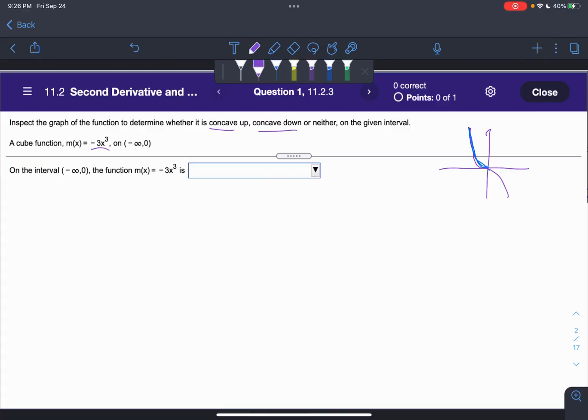All right, and so concavity can be determined by, and maybe this is suggested by the section title, the second derivative. So to get the second derivative, we need the first derivative. So let's find m prime. We can just use the power rule and get 9x squared. And now we need our second derivative, so that's just taking the derivative of the derivative. That gives me negative 18x.